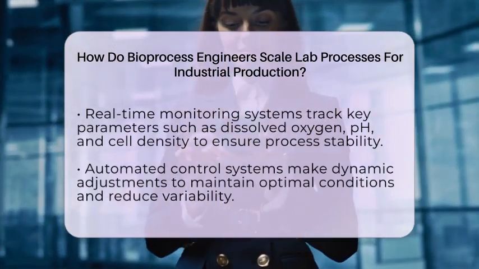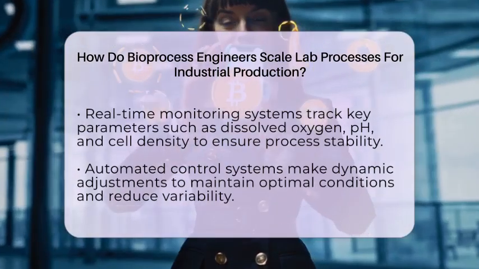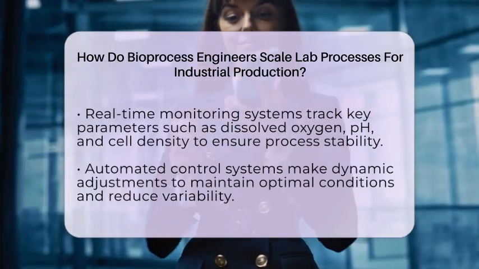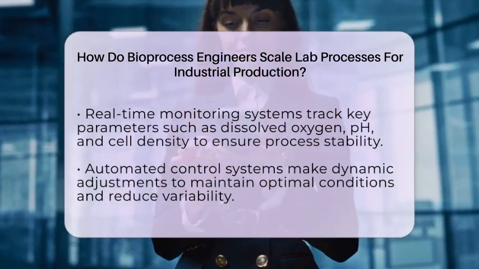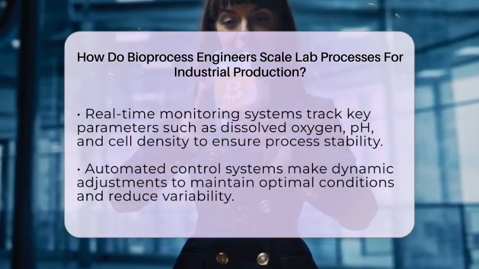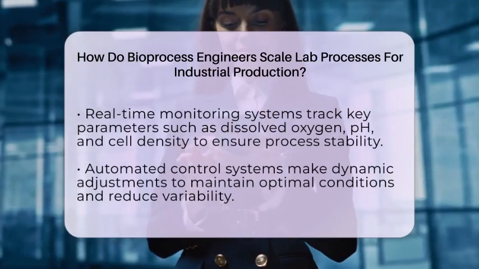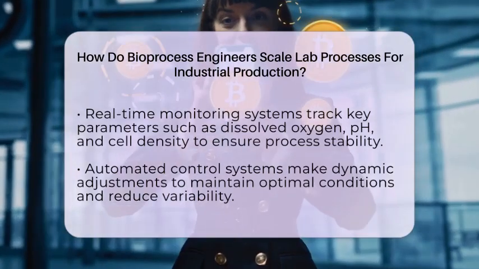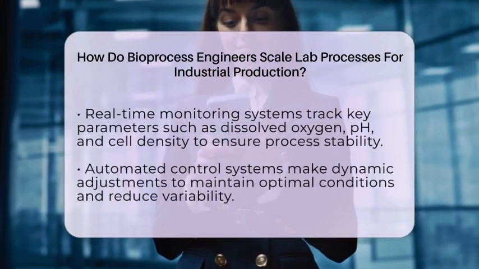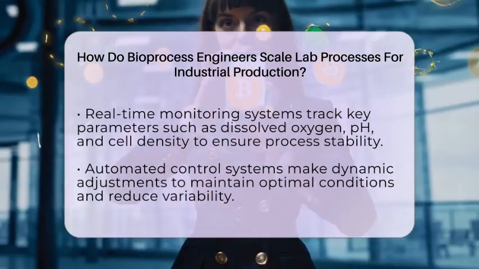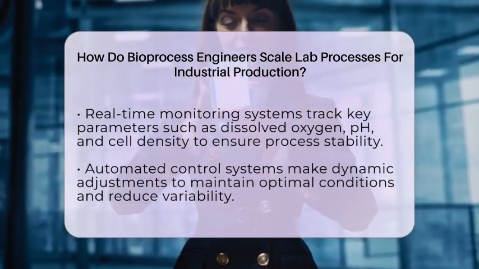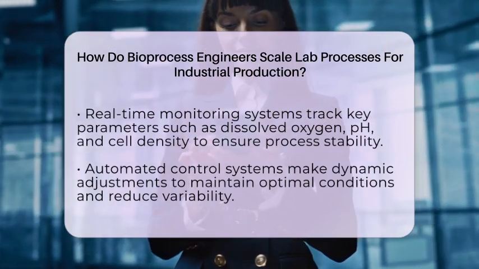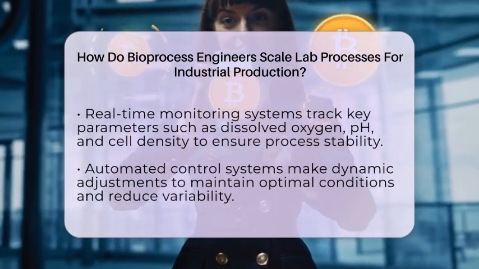Another critical aspect is process validation and control. Engineers develop standard operating procedures that specify precise parameters for each stage of production. They implement real-time monitoring systems to track parameters such as dissolved oxygen, pH, and cell density. Automated control systems adjust conditions dynamically to maintain optimal growth environments, reducing variability and ensuring product quality.